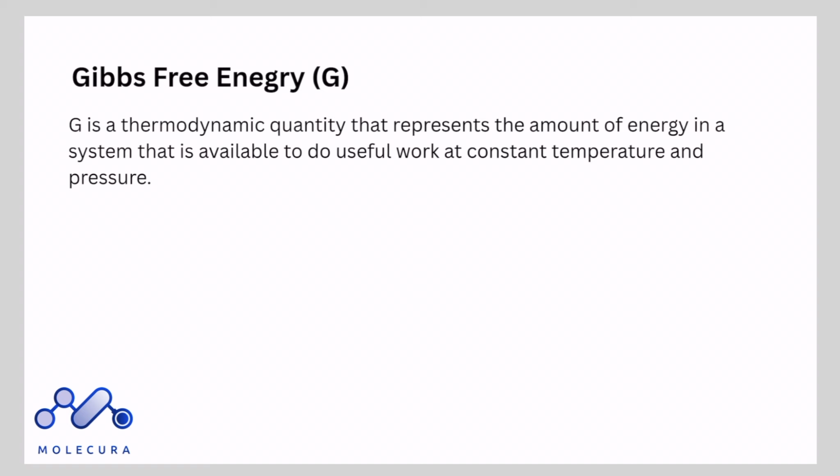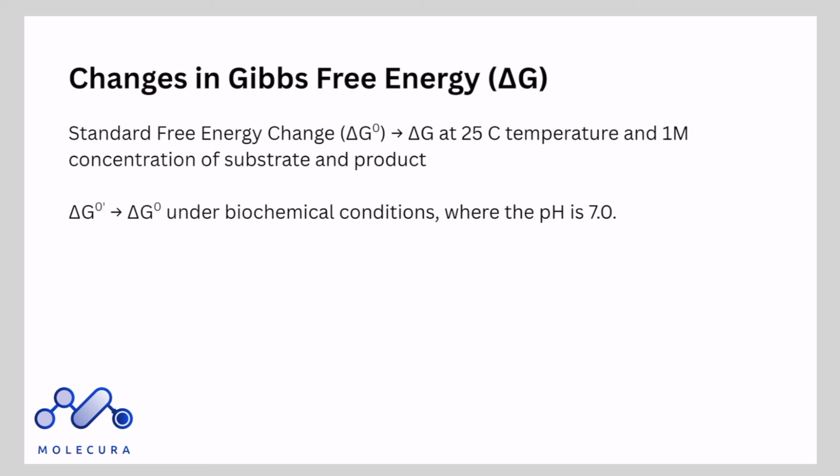Gibbs free energy is a thermodynamic quantity that represents the amount of energy in a system, for example the cell, that is available to do useful work at constant temperature and constant pressure. Sometimes we refer to changes in Gibbs free energy, which we show as delta G. And this comes in different forms.